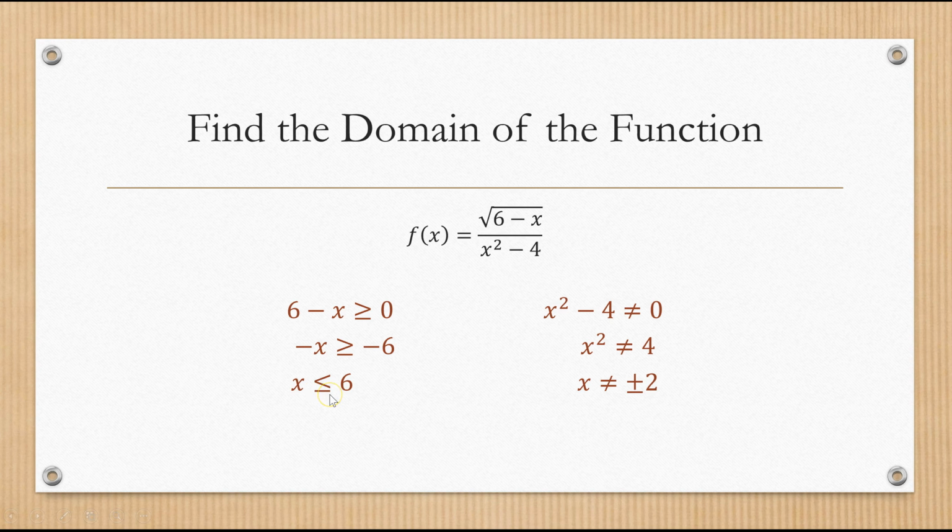X has to be less than or equal to 6. If it's not, this numerator is going to have an issue because I'll be taking the square root of a negative number. So that's the first thing. X must be less than or equal to 6. But it also can't be 2, and it can't be -2, because either of those values would make my denominator 0. So altogether, this is my domain. X is less than or equal to 6, and x is not equal to 2 or -2.